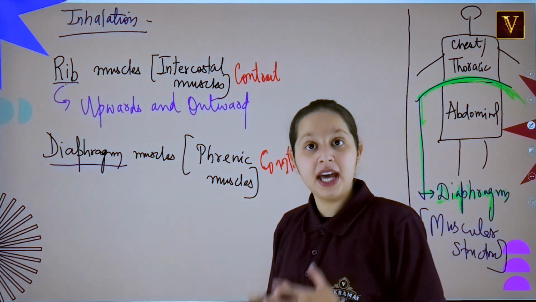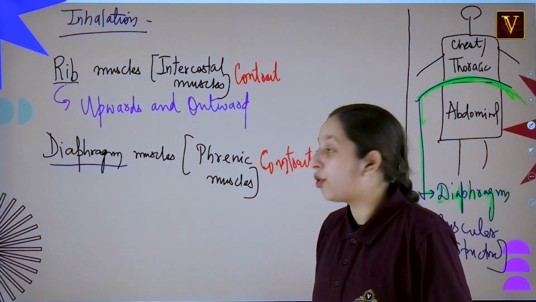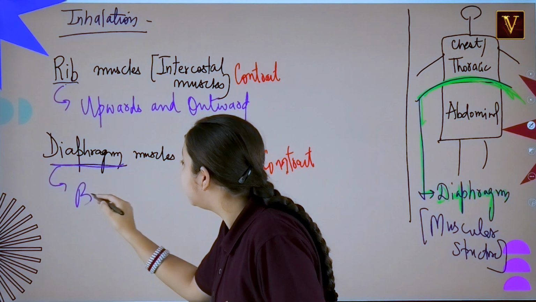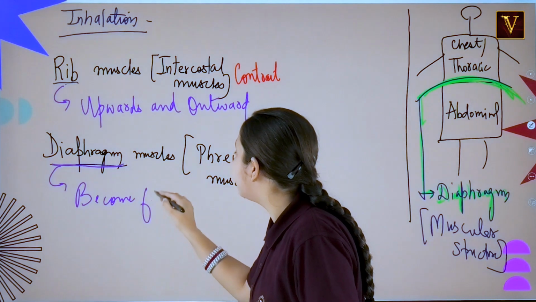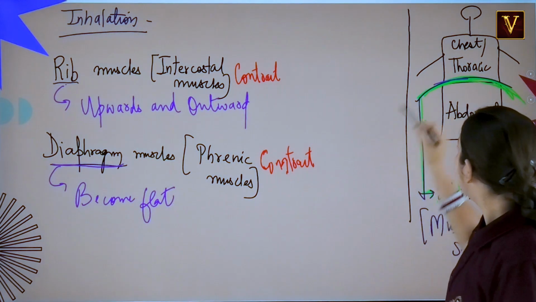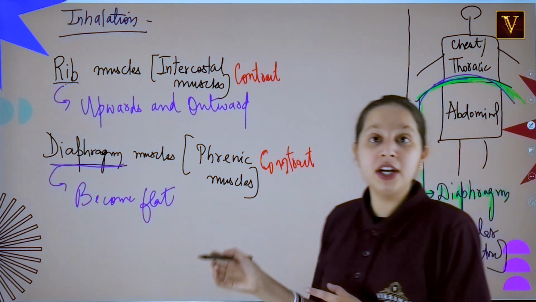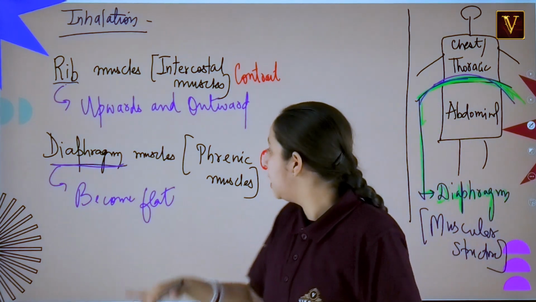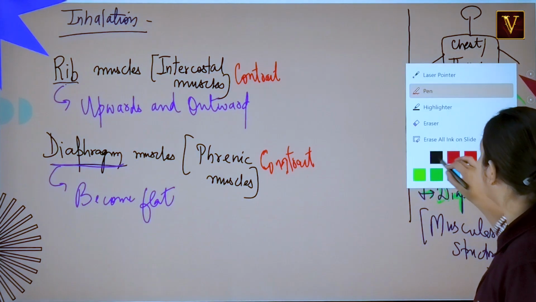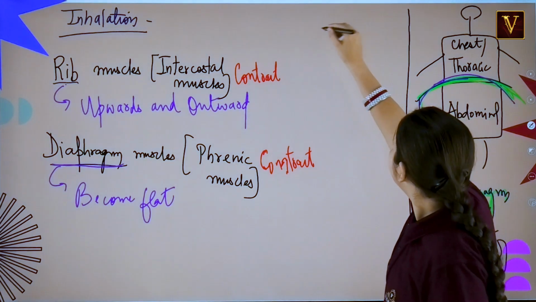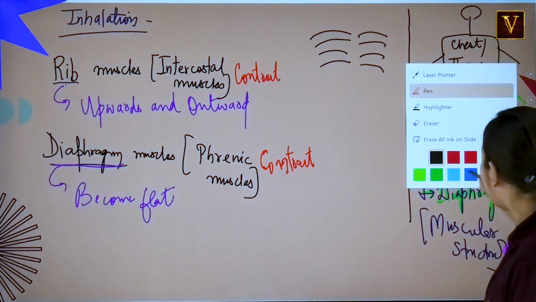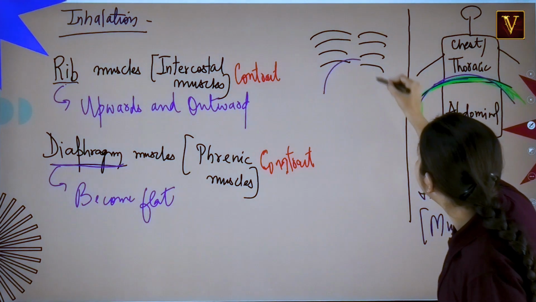At the same time, the phrenic muscles contract and cause the diaphragm to become flat. Actually, the diaphragm is a dome-shaped structure, but when these muscles contract, it becomes flat. Let's see what is exactly happening. See here, we have the ribs at normal position and the diaphragm, which is dome-shaped.